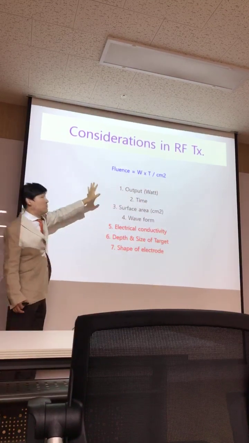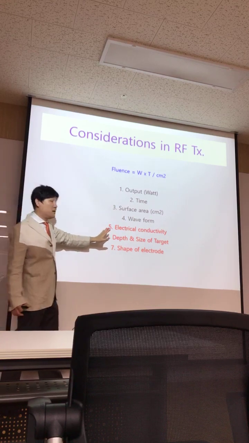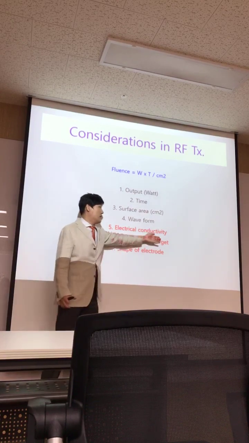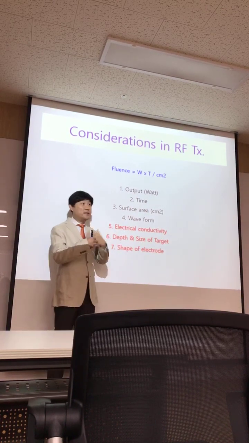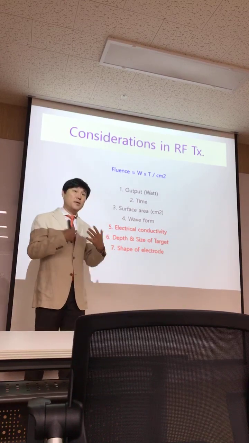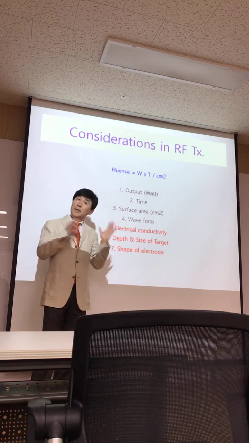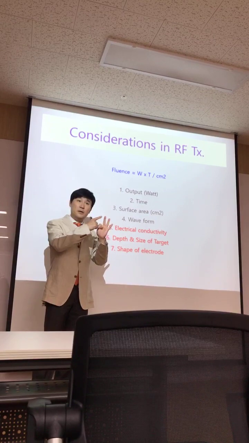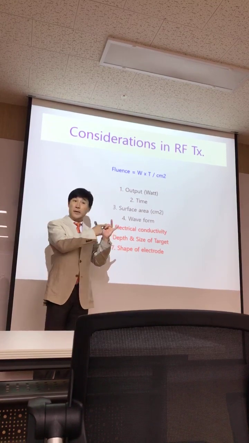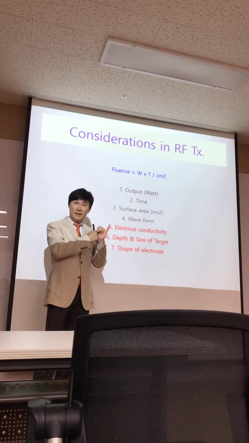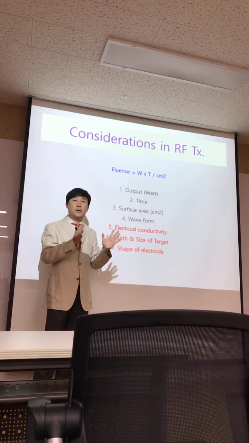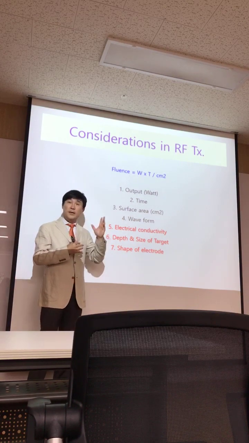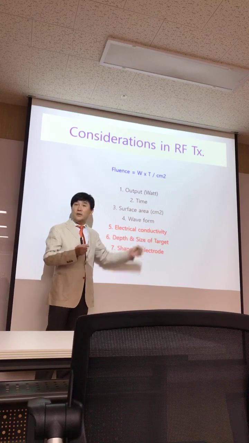But in the case of radio frequency, there is a special thing we should understand, which is the electrical conductivity, because we use electrical currents. In our body, there are many things: blood, bone, dermis, collagen, which is a kind of protein, and fat. They have different electrical conductivities. Once we understand this difference, we can use it more wisely.